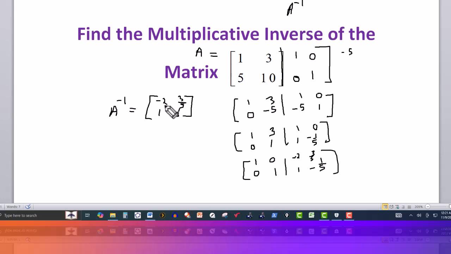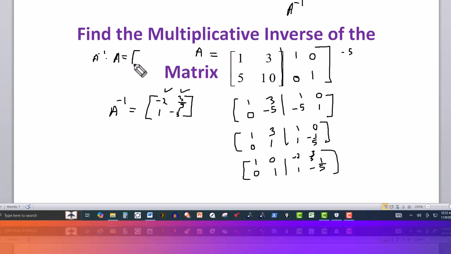The first component of the first row is a -2. For the second component in that first row, that's 3/5 right there. And then we have a second row, a 1 and a -1/5. Now one way you can check is to multiply the matrix and its inverse. If you multiply the matrix and its inverse, this will come out.